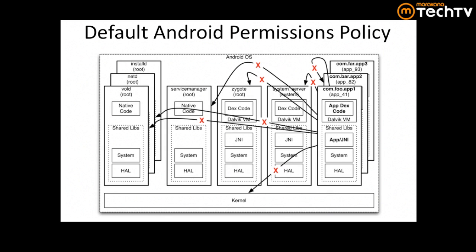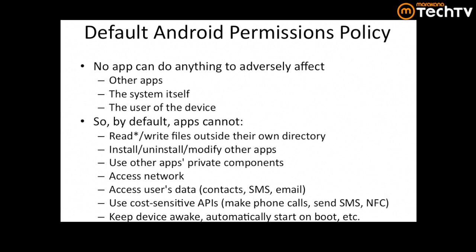So if we had some app, call it app 1, that wanted to talk to native daemons, to other apps, to Zygote or system services. By default, for the most part, the answer is no. By default, each and every app is essentially not able to escape its own sandbox. So no app can do anything that will overtly affect the system, other apps, or the user.